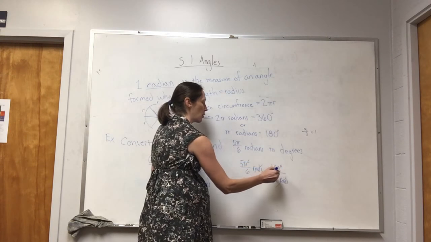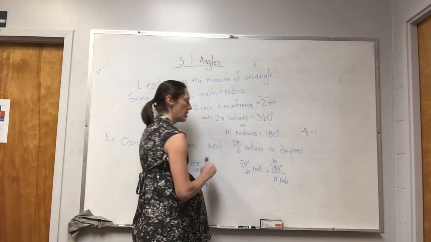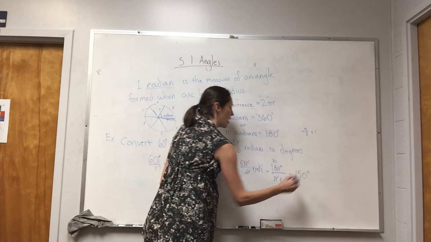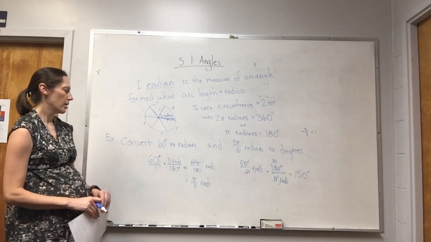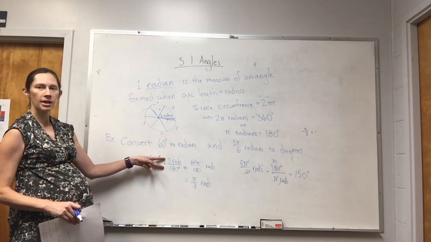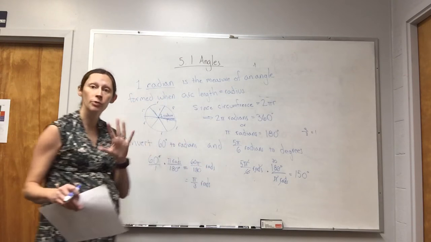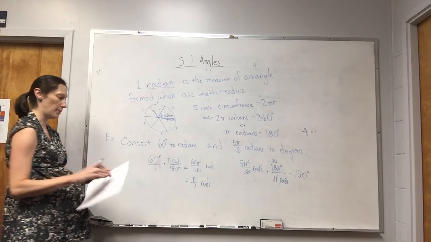6 goes into 180 30 times. So I've got 5 times 30 left over. Denominators are both 1. And I have 150 degrees. Okay. So notice I'm either multiplying by pi over 180, so the degrees cancel, or multiplying by 180 over pi, so the pi's cancel. Those are the only 2 things I'm going to do.